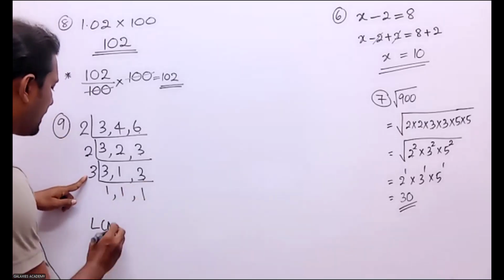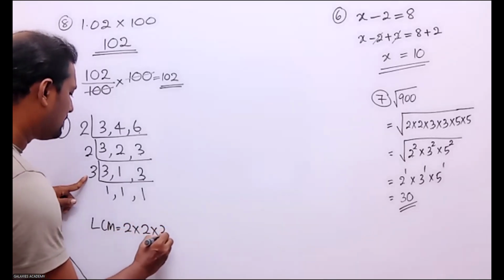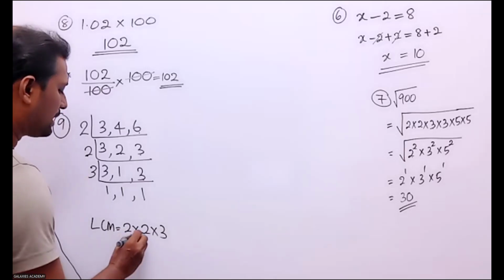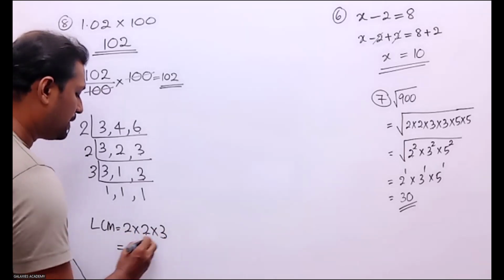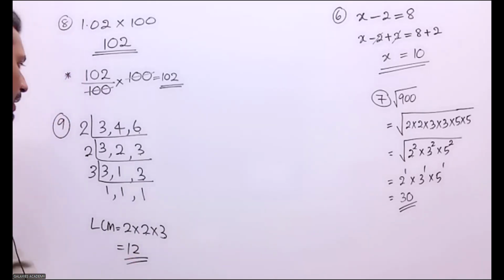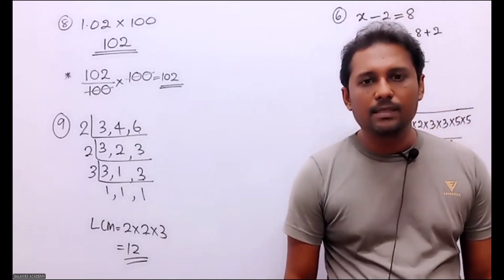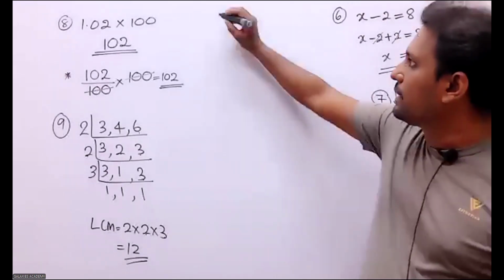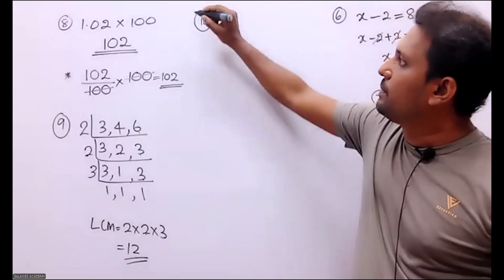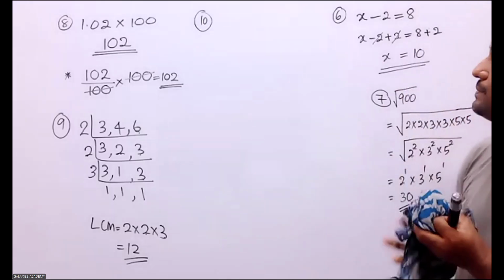So what is the LCM? Multiply these prime factors. 2 multiply 2 multiply 3. 2 times 2, 4. 4 times 3, 12. So what is the LCM? 12. Right? LCM is 12. It is the LCM finding method. Right? Revise your mathematics knowledge and get ready for the first term test.